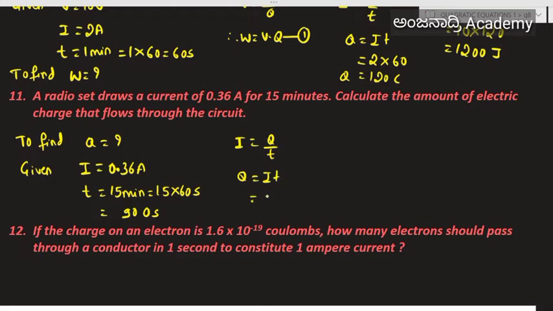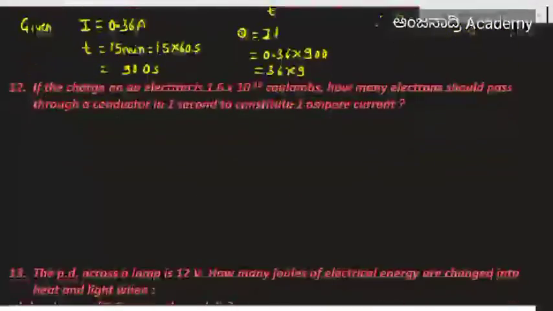I is 0.36 into 900. When we multiply 0.36 into 100, it becomes 36, into 9. Therefore Q is equal to 36 into 9. 9 6s are 54, 9 3s are 27, plus 5 is 32, 324 coulomb is the answer for the given question. So let us move to the next question.